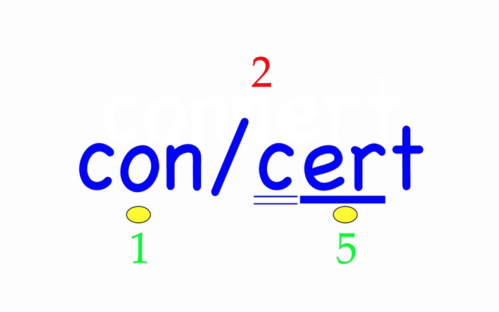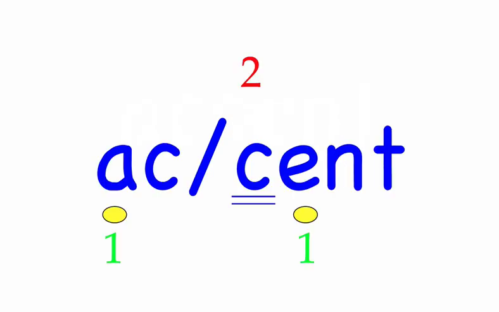Accent. She speaks with a heavy accent. Ac, two sounds: A, K. Scent, four sounds: S, E, N, T. Accent. Mark the word.